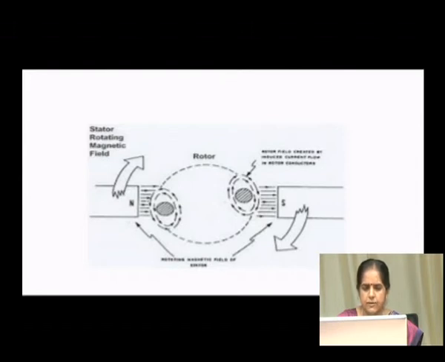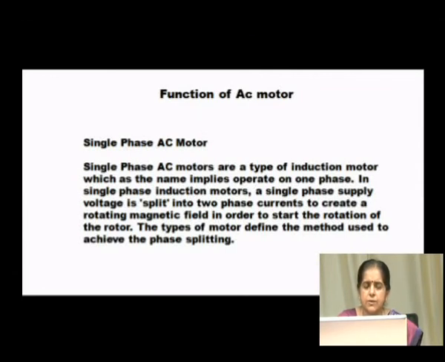To that one there will be a rotor connected which is inside the stator. Because of the rotating magnetic field, the conductors which are placed over the armature start rotating. Okay, so what is the function of the AC motor? The AC motors could be of two types, that is a single phase AC motor as well as three phase AC motor, depending on the available supply.